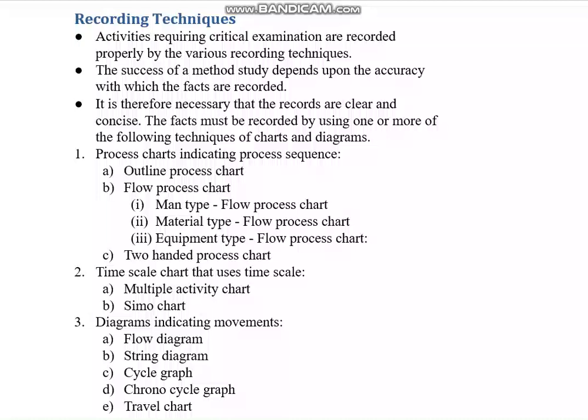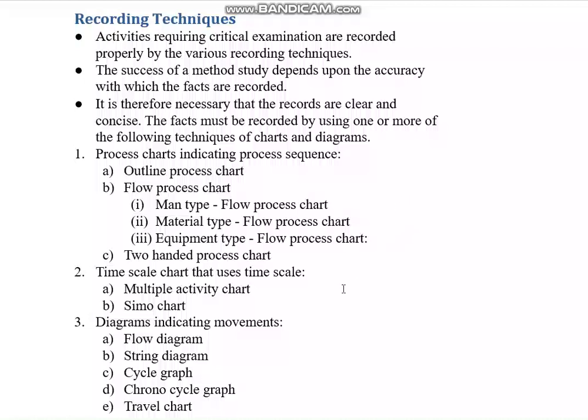All the facts should be recorded, and it should be recorded very clearly and concisely. These are the techniques that we are going to use. Number one here is process charts. These process charts indicate the process sequence. The process charts can be further classified as outline process chart, flow process chart, and two-handed process chart. Okay, these three types. But in the flow process chart, there are further three types: man type, material type, and equipment type flow process charts. Okay, these are the process charts.